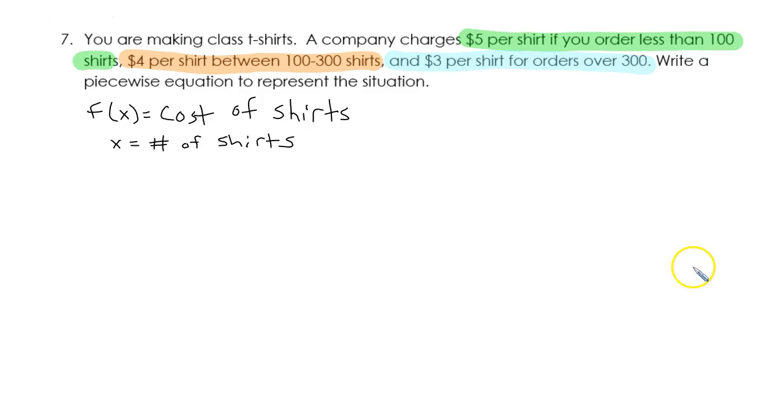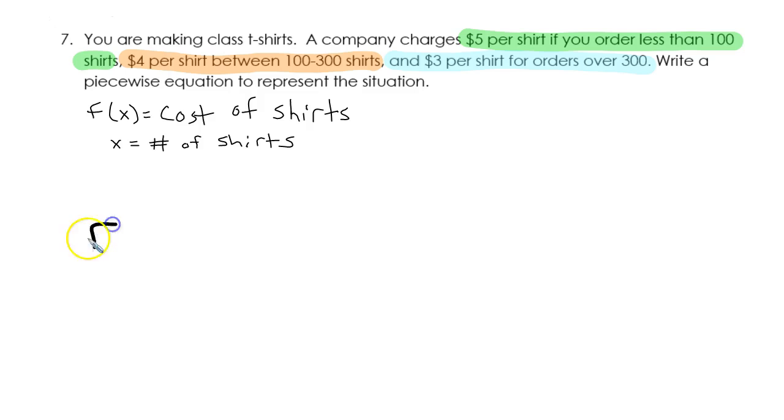All right, let's switch gears really quickly and look at a few word problems. You are making class t-shirts. A company charges $5 per shirt if you order less than 100 shirts, $4 per shirt between 100 and 300 shirts, and $3 per shirt if you order over 300. Write a piecewise function to represent this situation. So we are going to let f of x here represent the cost of the shirts, where x is the number of shirts that are ordered.